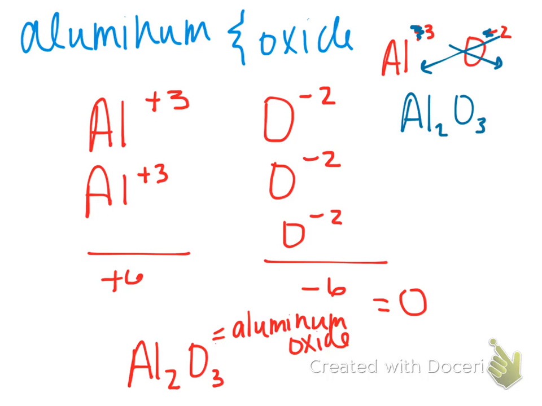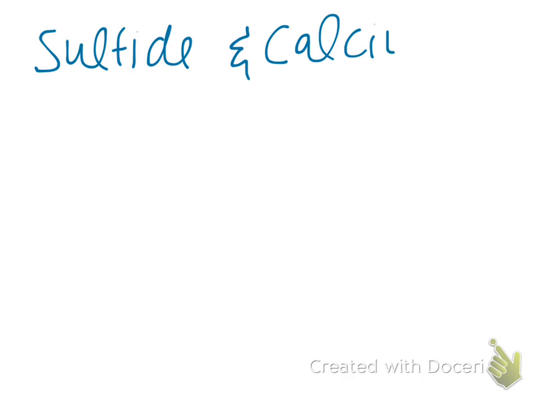Okay. Let's look now at a compound between sulfide and calcium. Sulfide and calcium. So the first thing you need to be thinking of is which of those needs to come first in my chemical formula? Calcium or sulfide? Calcium. Why does calcium need to come first in my formula? Right, it's the metal. Good.